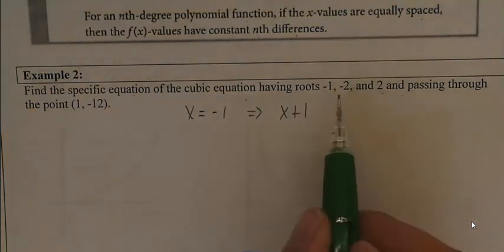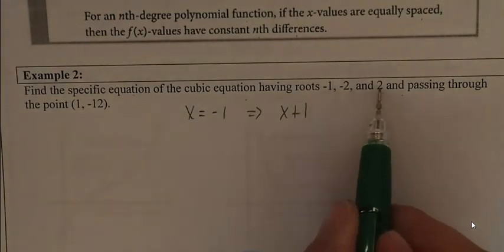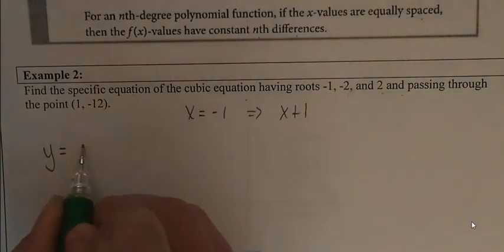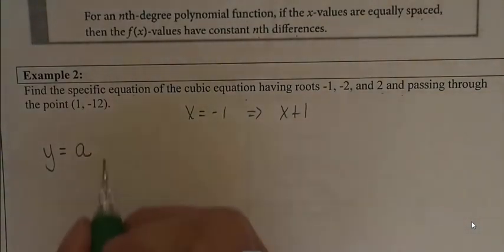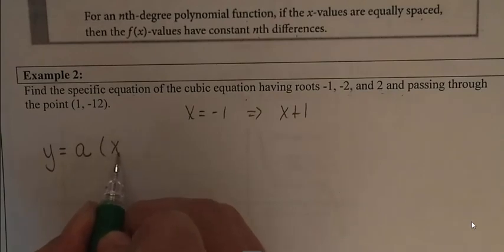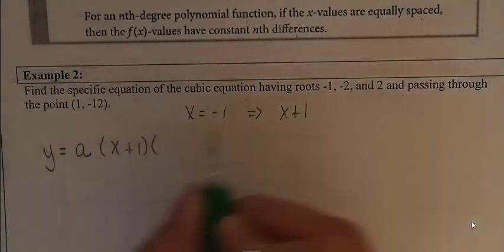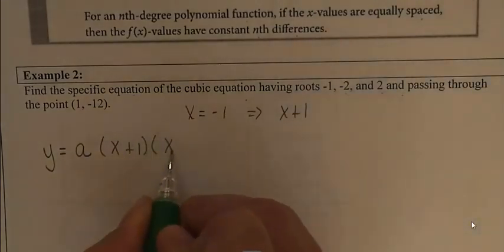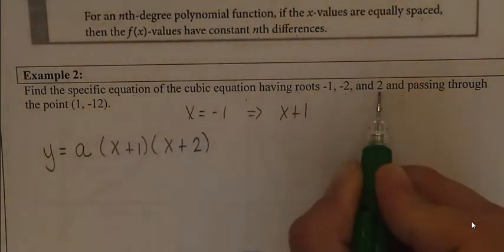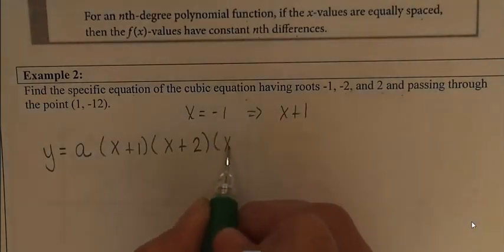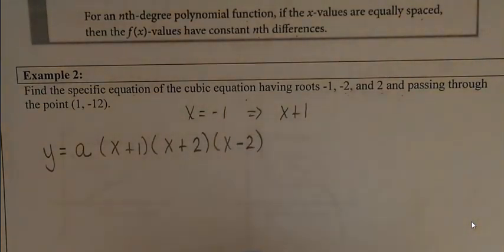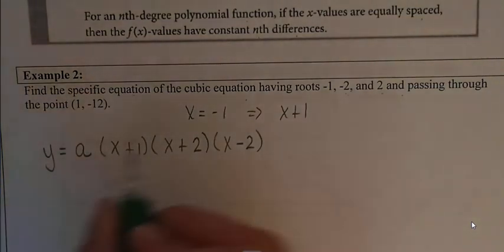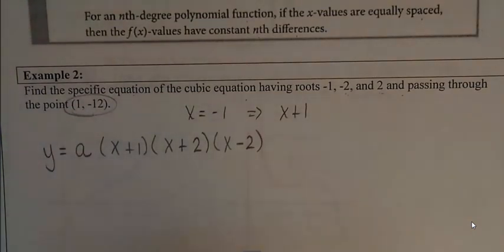Okay? So what I'm going to do is create a cubic with these three factors. But I'm also going to have that stretch factor out there, that a. Okay, and so my factors are x plus 1. This is x equals -2, so that would be a factor of x plus 2. And then this is x equals 2, so that would be a factor of x minus 2. Now I need to figure out what a is. Okay, well, a can be found by taking this other point and plugging that in.